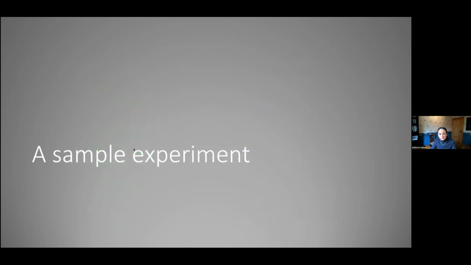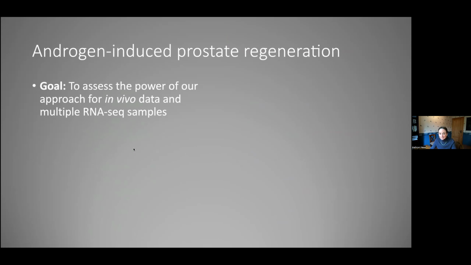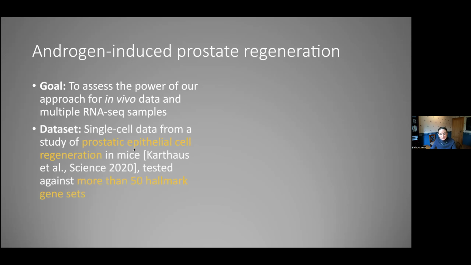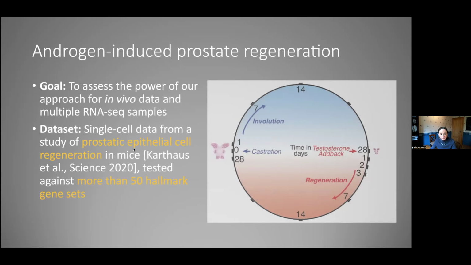So briefly, one actual experiment that we did once we had the validation was to look at prostate regeneration. It's androgen induced. So here we wanted to test this on in vivo data with multiple RNA-seq samples. This was coming from a paper by Karthaus et al. in Science 2020. They had single cell data from prostate epithelial cell regeneration. The idea here is that in castrated mice, on day 28, the prostate would have shrunk quite a bit, and you add testosterone back, and the prostate regenerates.